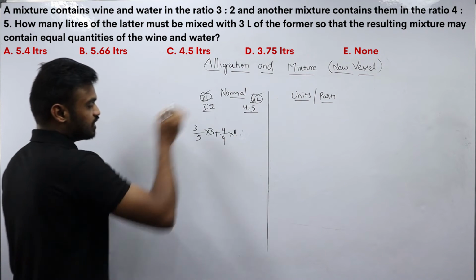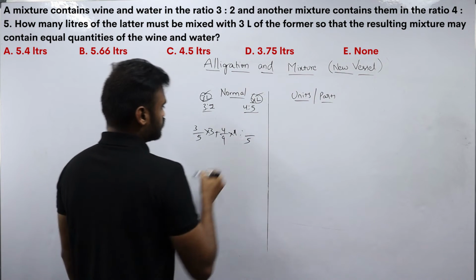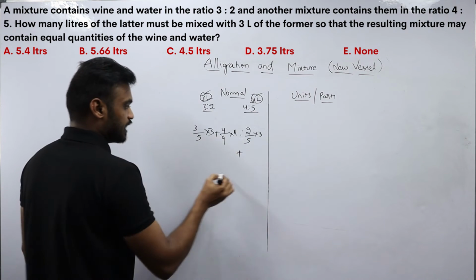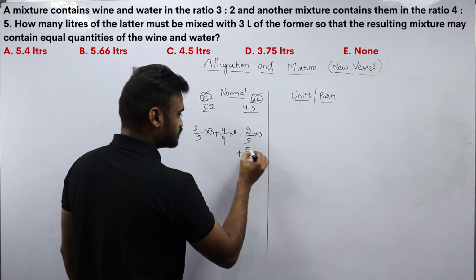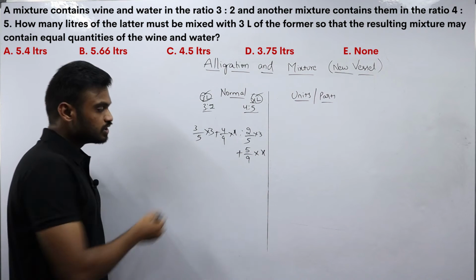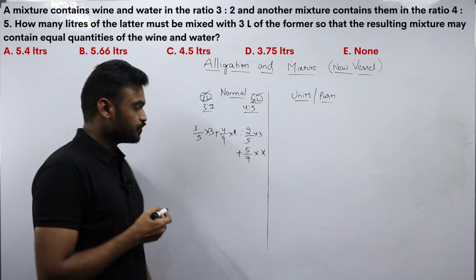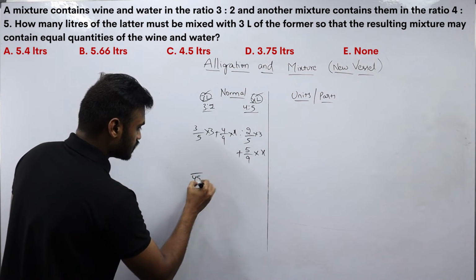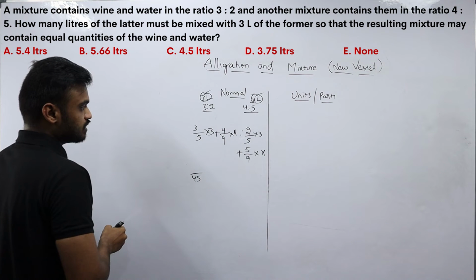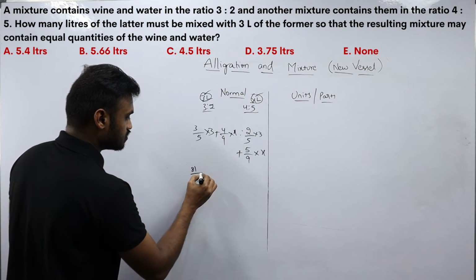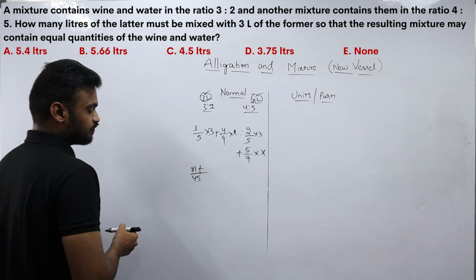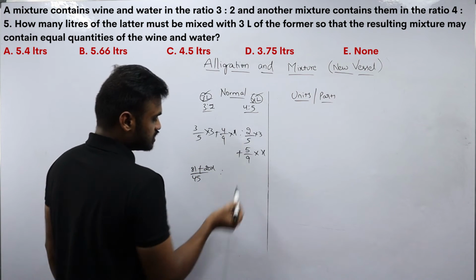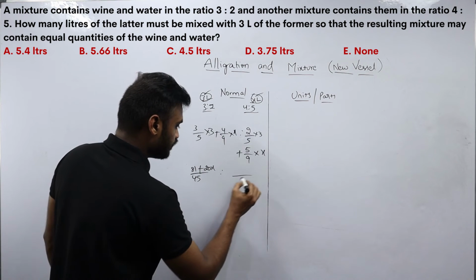In the same way for the water also, see here, out of 5 parts, the water quantity is 2 parts into 3, plus out of 9 parts, the water quantity is 5 parts into x. So if I solve this, I will get the total ratio. Now see here, the LCM of 9 and 5 is 45. 5 9s 45 and 3 3s 9, 9 9s 81. 81 plus 9 5s 45, so 4 5s 20, 20x. Then the LCM will be 45 again, for 9 and 5.